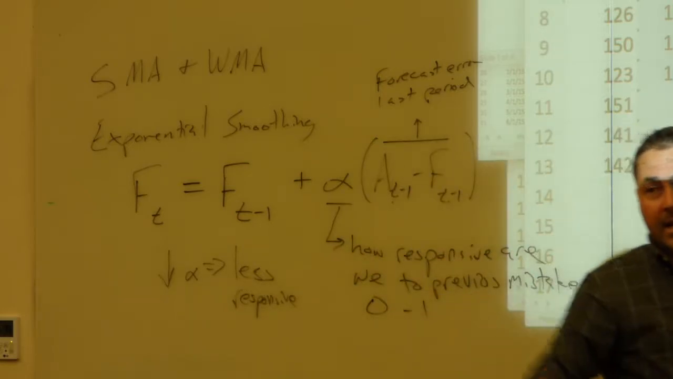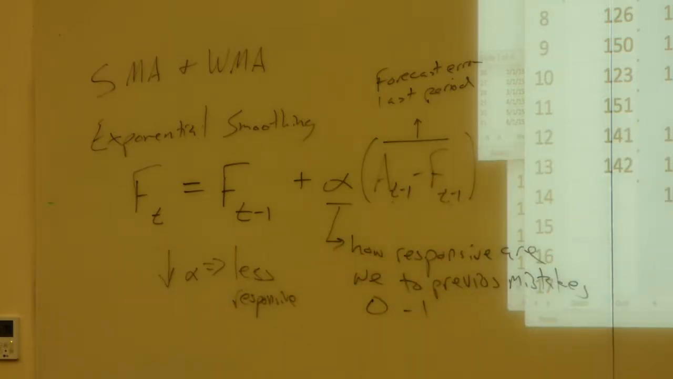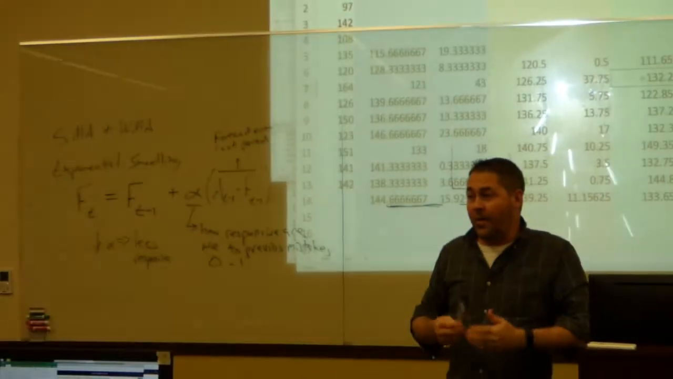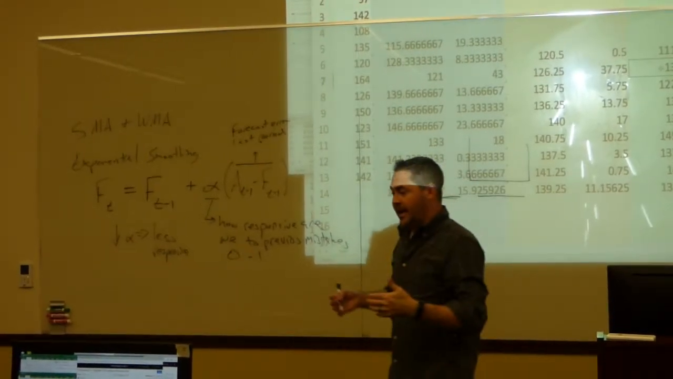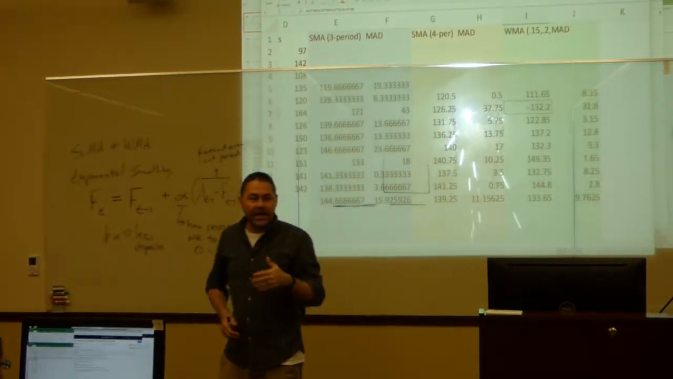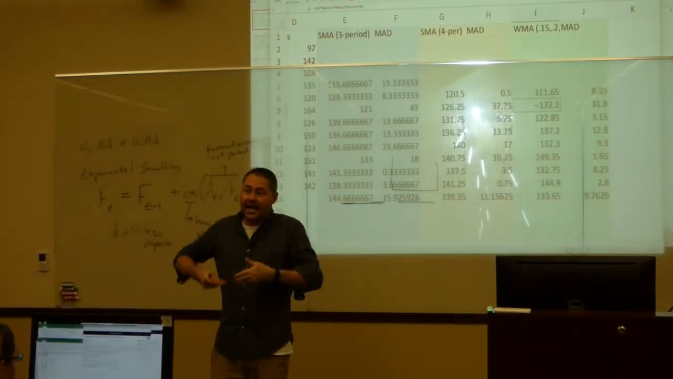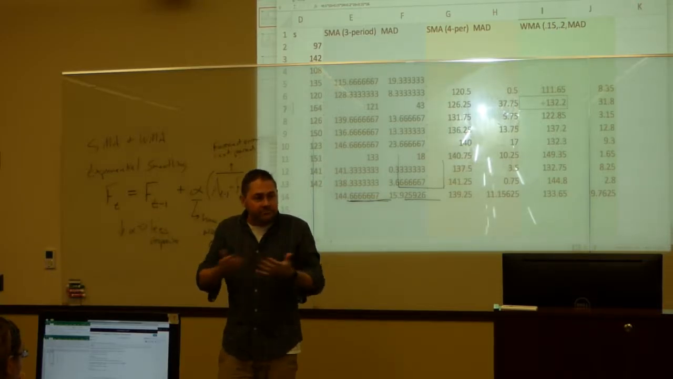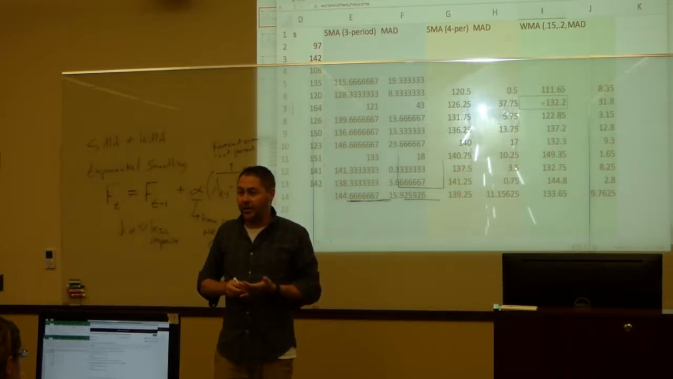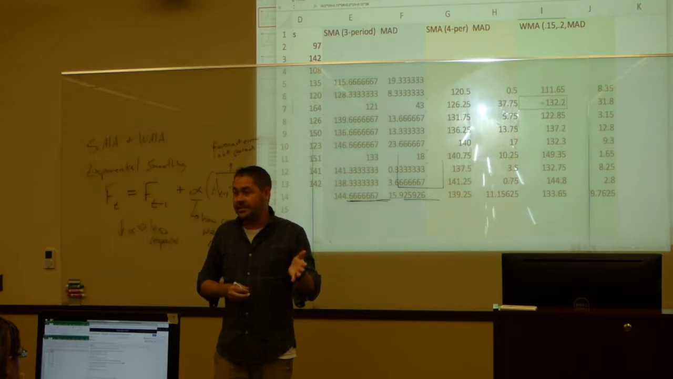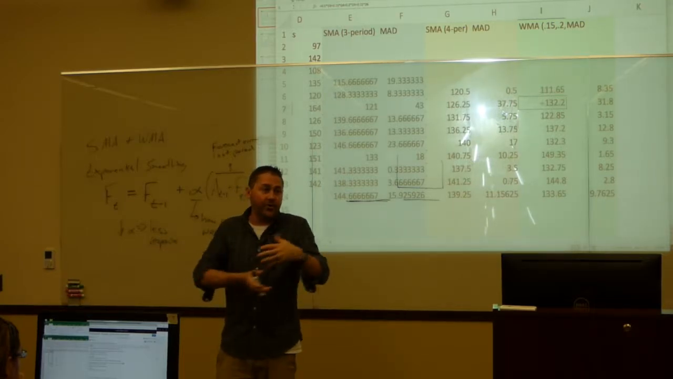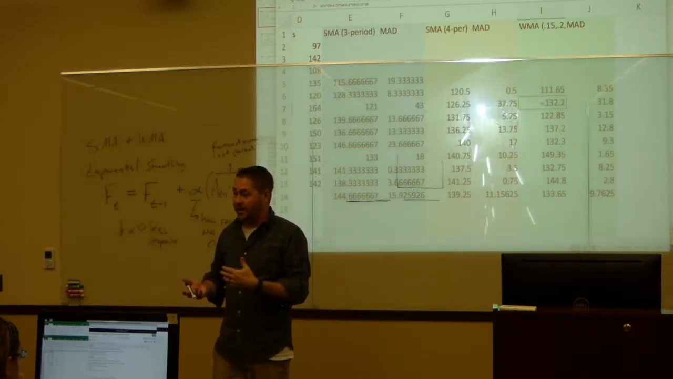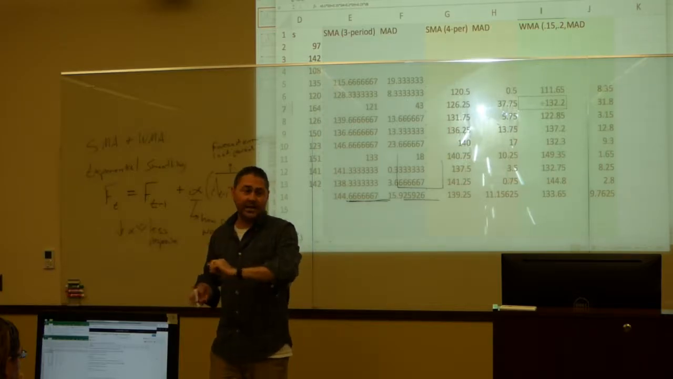Now, most common question I get, well, what's alpha? Alpha is going to be given to you. There are ways, if you had a lot of data and some more sophisticated software, that you can optimize the actual optimal alpha, but we're not going to be worried about that. You're going to be given an alpha of 0.6, or 0.35, or whatever the case might be. Before I put it in Excel, let me just highlight one thing.